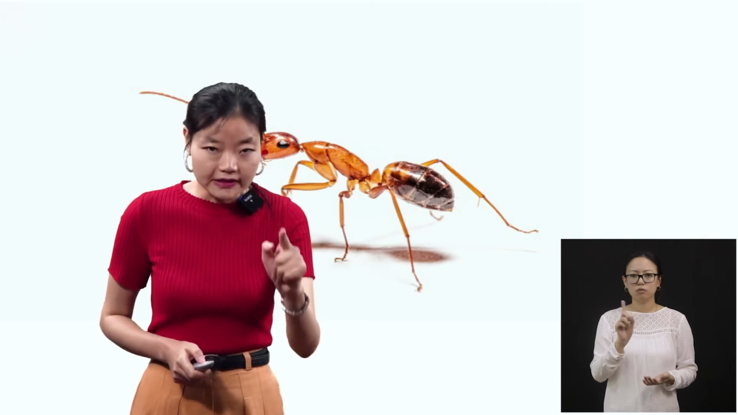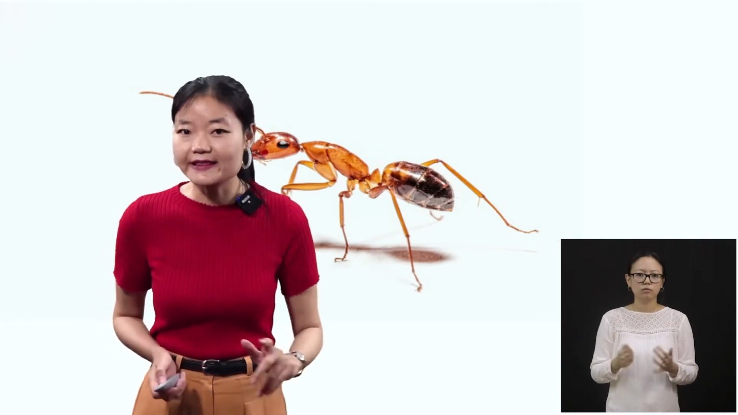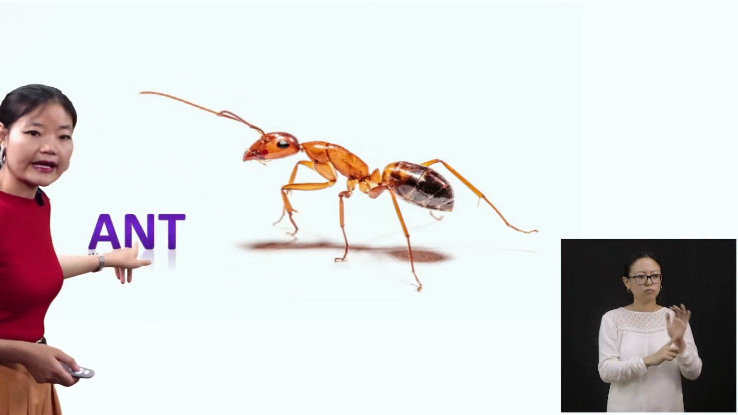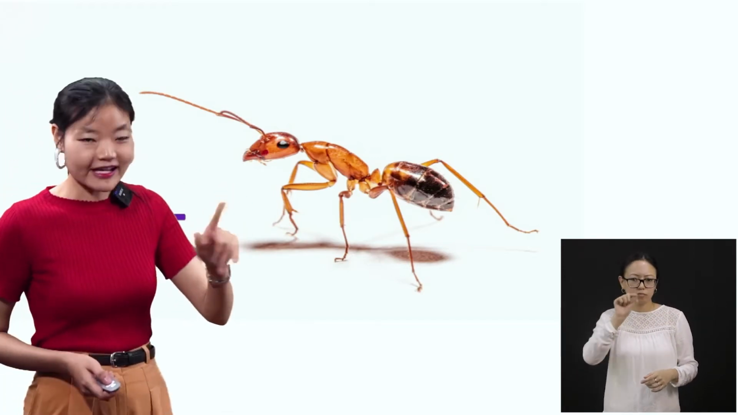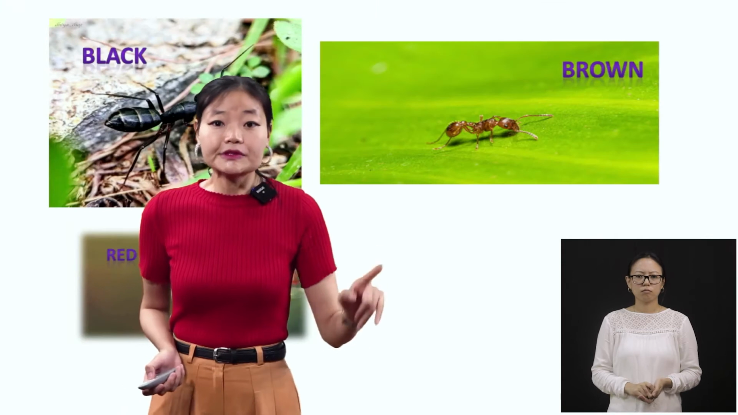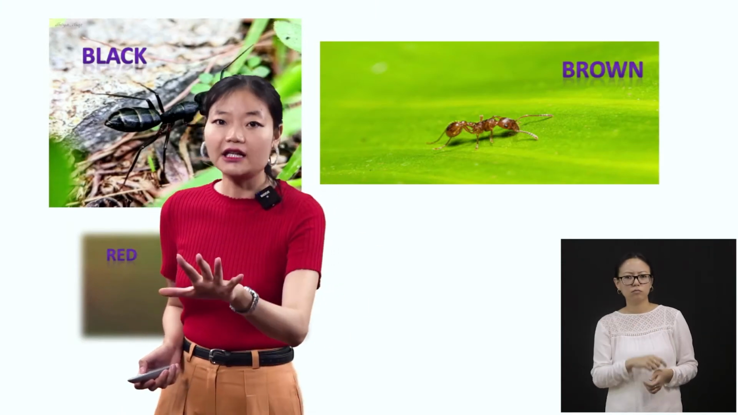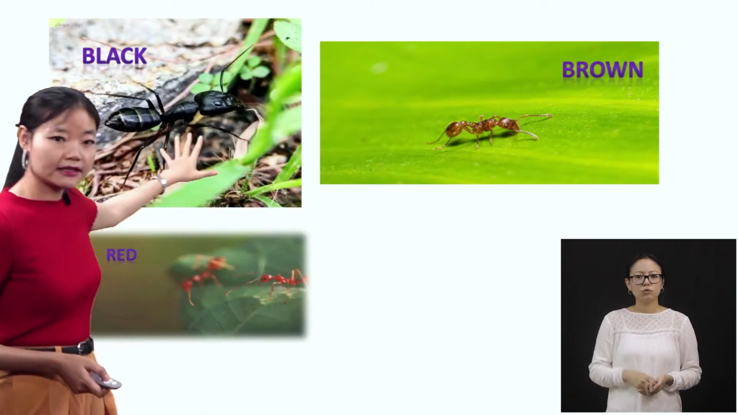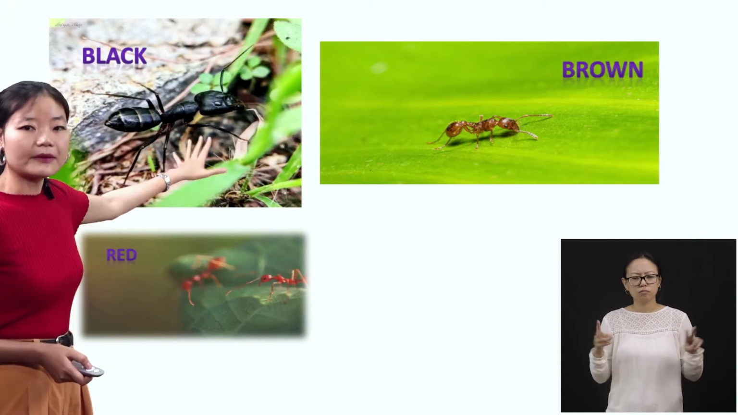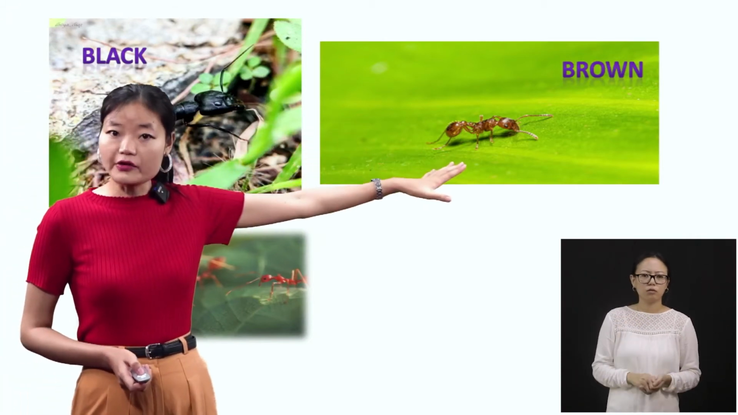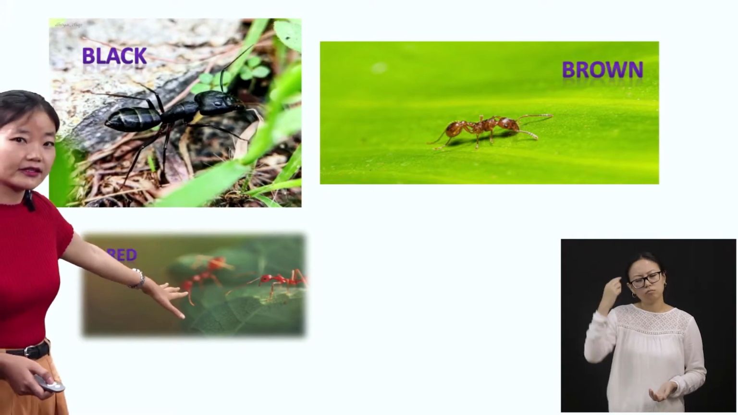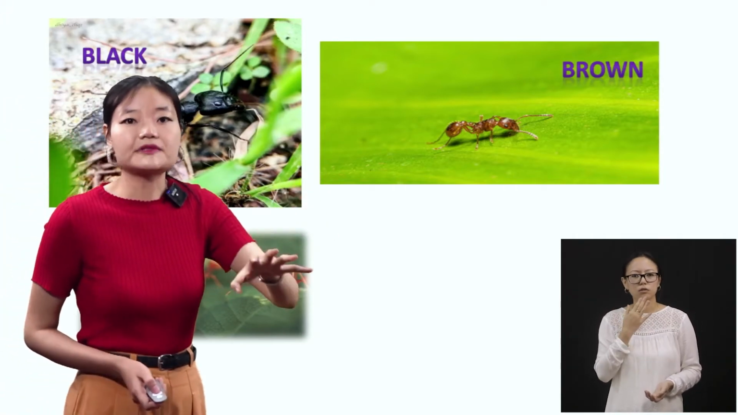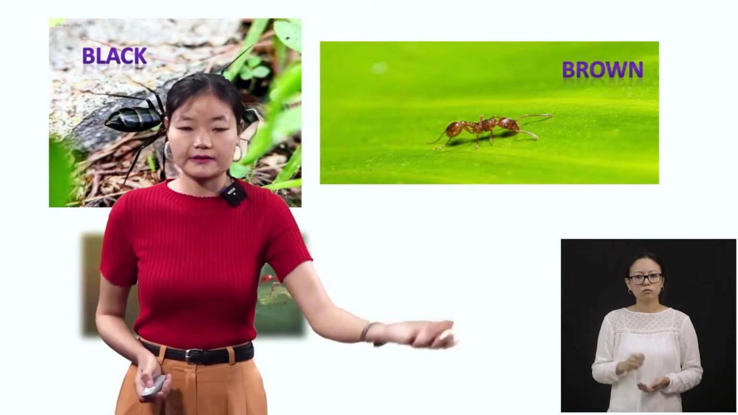Okay, now the next insect is the ant. A-N-T, ant, chimdi, right? Everybody knows that. Ants come in different colors. Some ants are black, B-L-A-C-K. Some ants are brown, B-R-O-W-N. Some ants are red, R-E-D, red. So ants come in different colors.